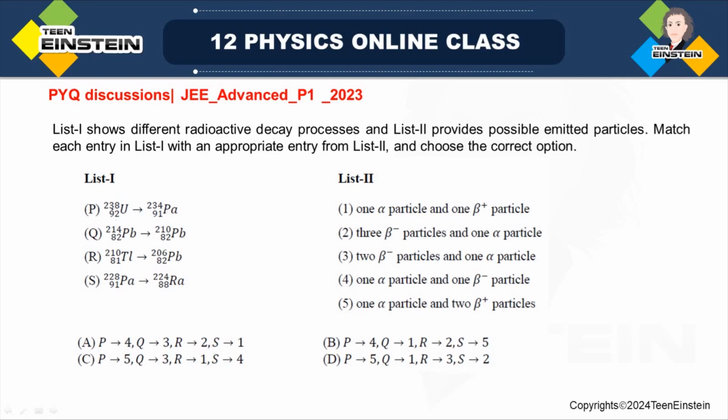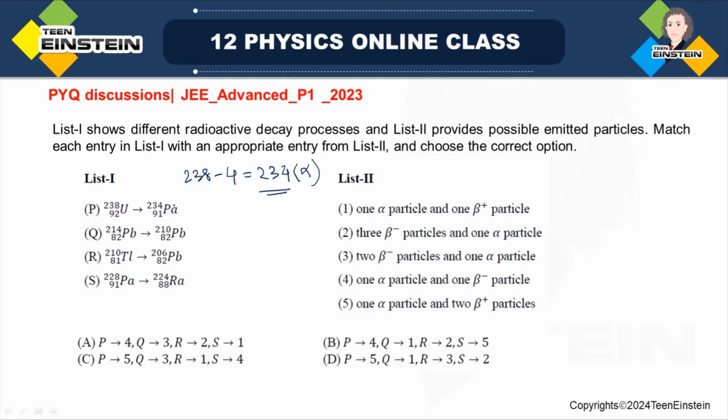See, in this case, see how the mass number is changing? The mass number has changed to 234. It was 238, so minus 4 means 234. That means you can understand that there was an alpha decay, so one alpha decay has happened.